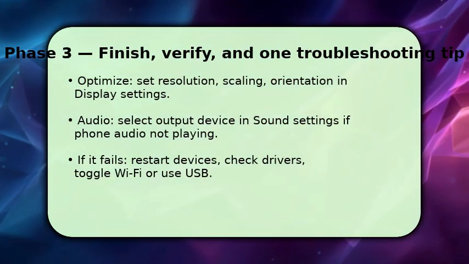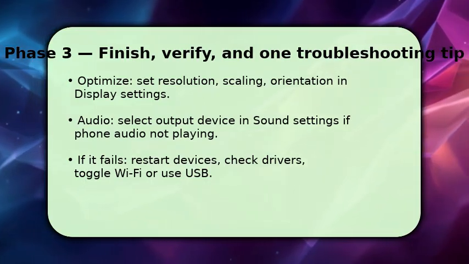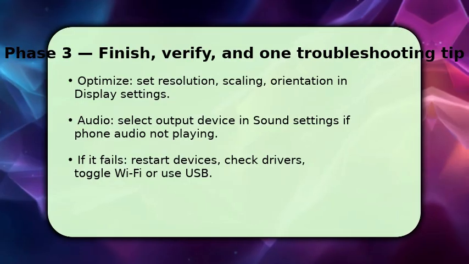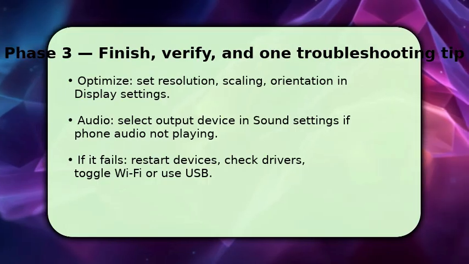You wrap up by optimizing the view. Open display settings to set resolution, scaling, and orientation so text and apps look correct. This prevents blurry or cut-off UI. If sound isn't routed, select the correct playback device in sound settings.